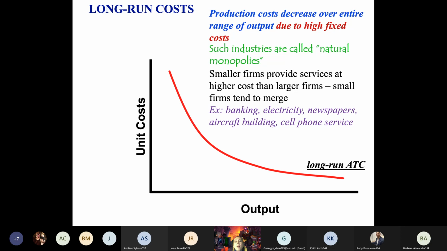So industries like aircraft manufacturers and cell phone services are examples of industries where the fixed cost of production is huge, and then the more subscribers you have, or the more airplanes you produce, the more you're able to spread this cost over larger output. And such industries, for which there's no diseconomies of scale in sight, are called natural monopolies.